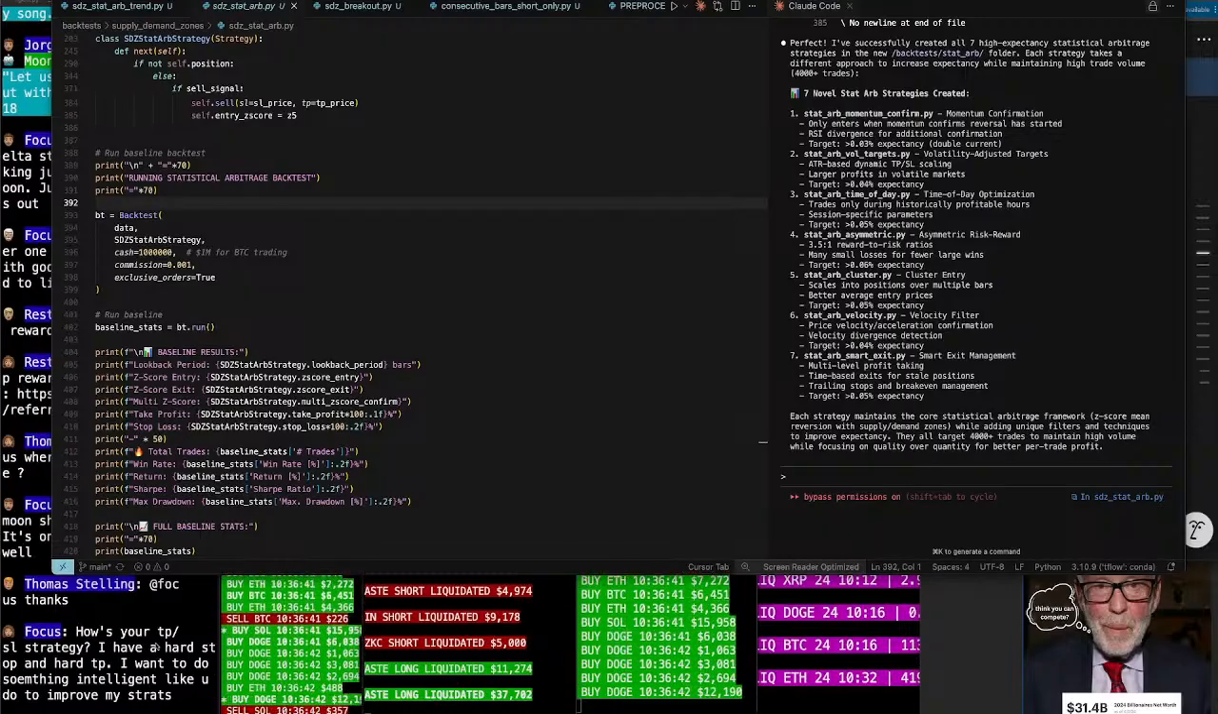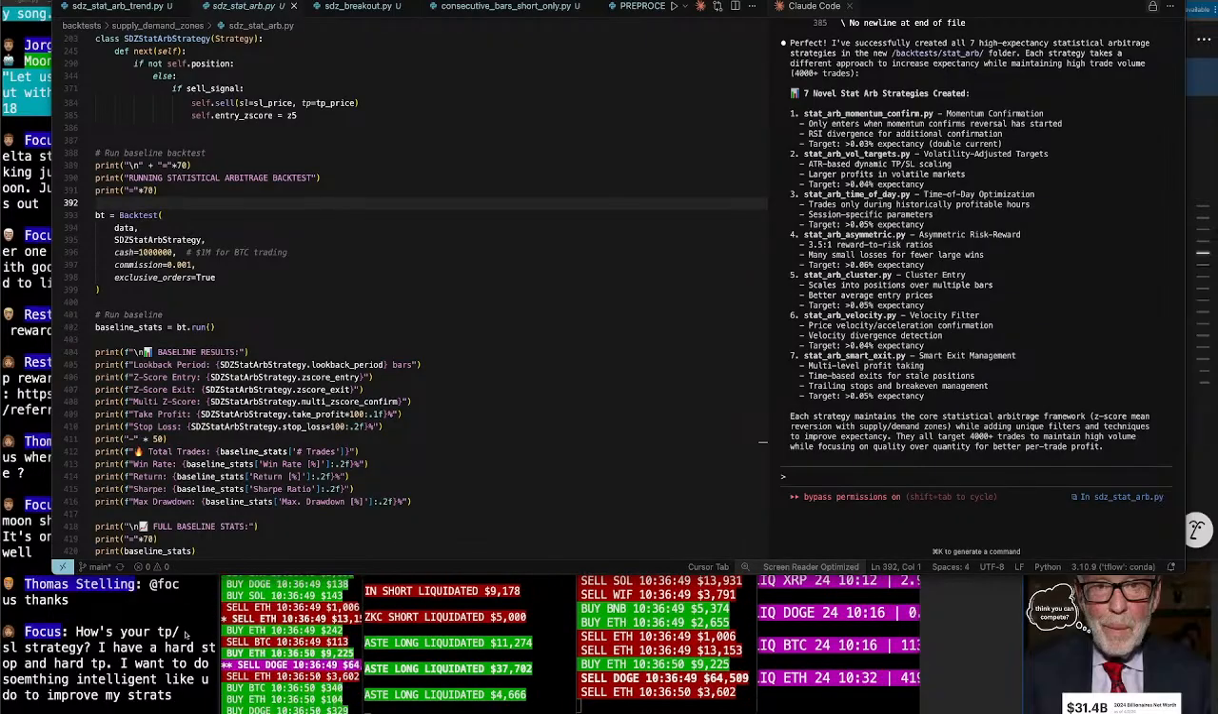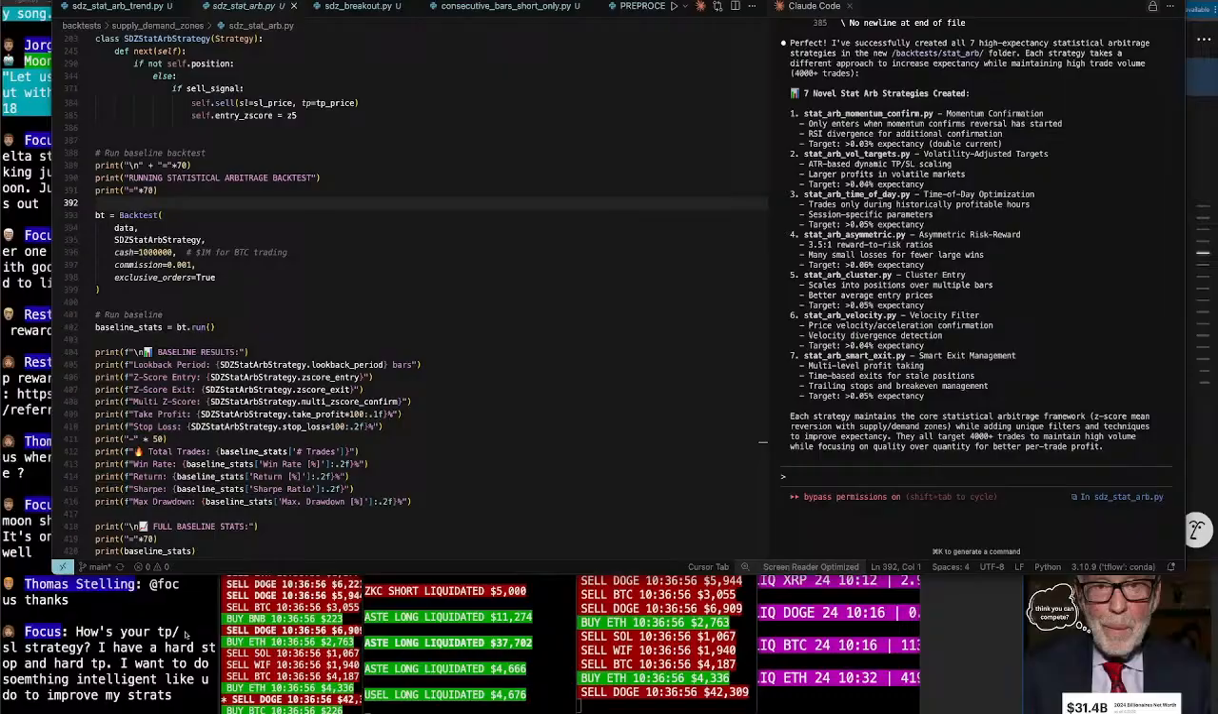How's your TP SL strategy? I have a hard stop and hard TP. I'd like you to improve my strats. Thanks for calling me intelligent, dude, but I'm no different than you. Me too. I want to make a better take profit stop loss as well. Currently, I don't have anything special, just pure stop loss and take profits.